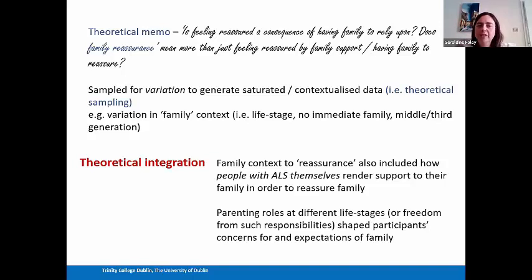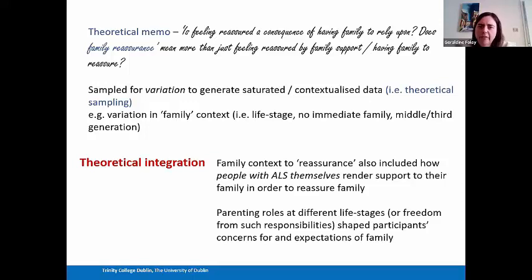So I sample for variation in these contexts for more information. For example, I interviewed people who were at different life stages, or had no immediate family, or who varied in their family responsibilities. By going to people in those contexts and asking those questions, more findings came from that. The key finding here was that the family context to reassurance in MND also included how people themselves rendered support and were of support to their family, which shifted that whole dynamic relationship between the patient and their family or family caregiver.